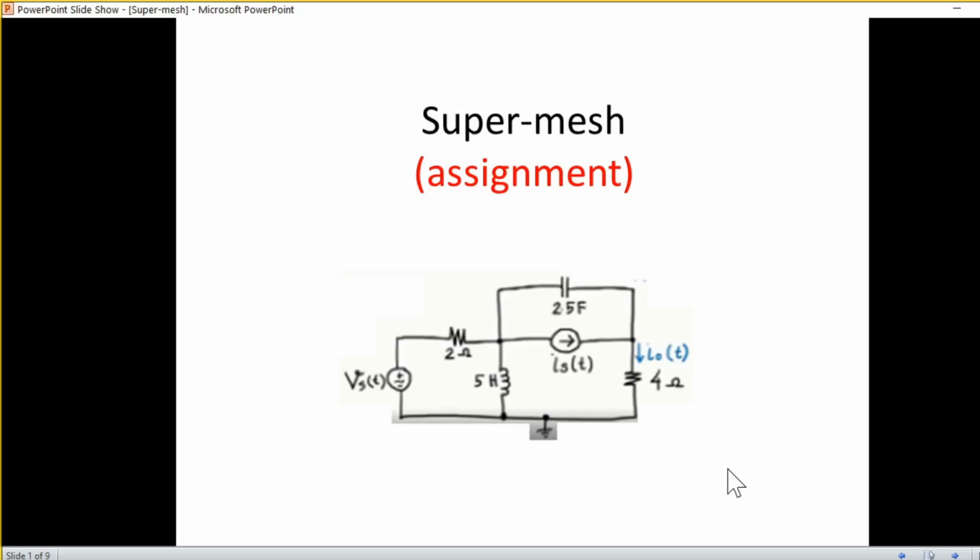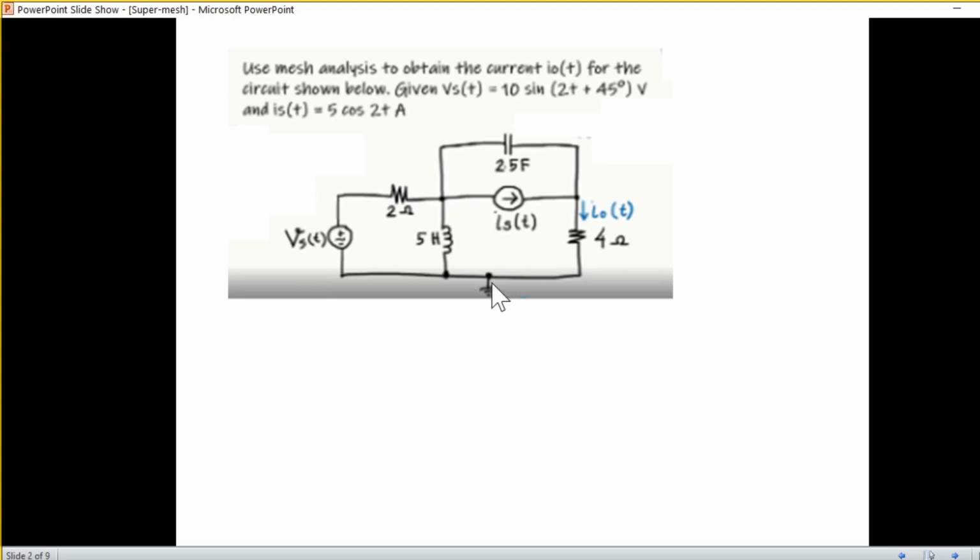Bismillahirrahmanirrahim. This video is from Supermesh and it's probably an assignment question sent by a student. So let's see what the question is. The question says to use mesh analysis to obtain the current Io(t) for the circuit shown below. The source voltage Vs is given, and there is a current source here also. This current source is also given. We need to find Io(t).